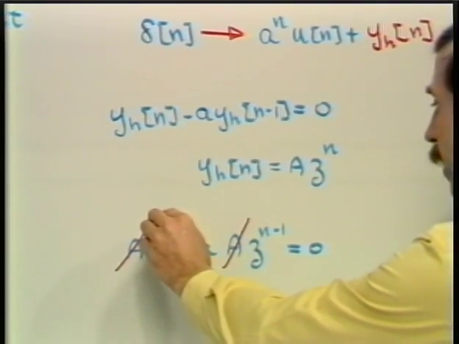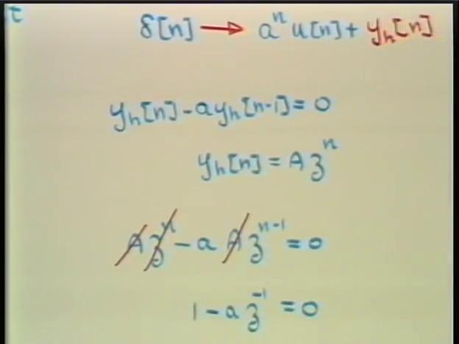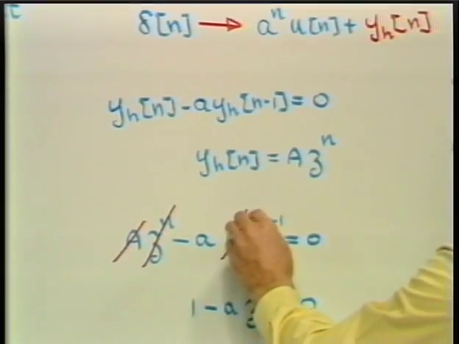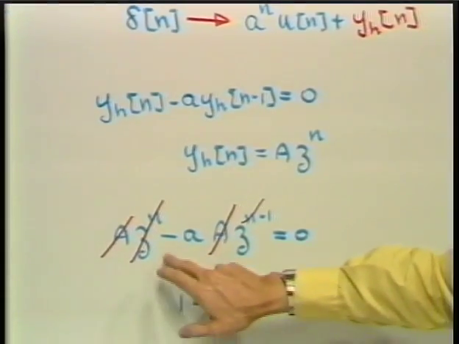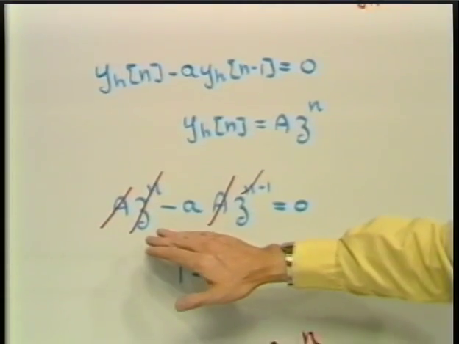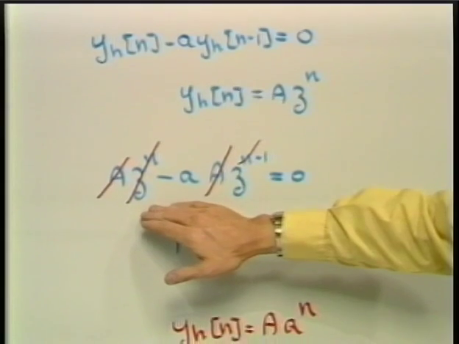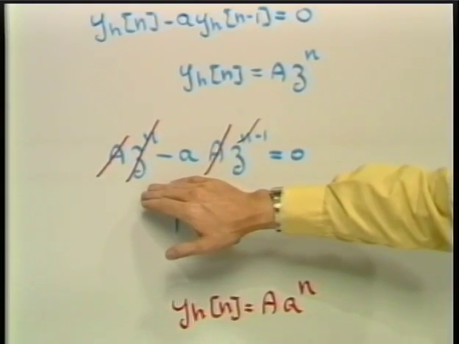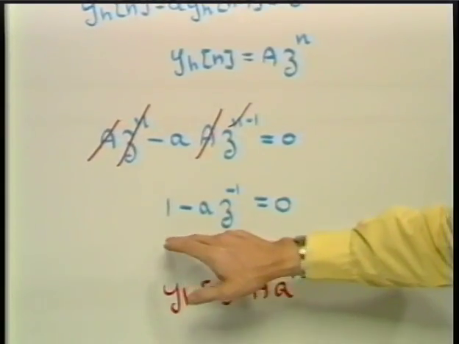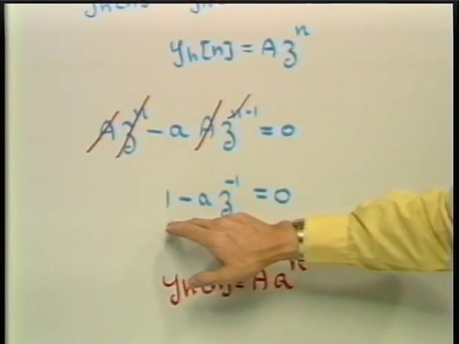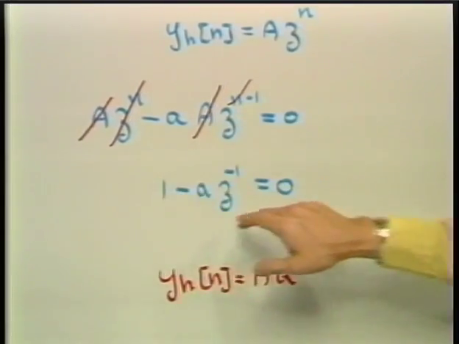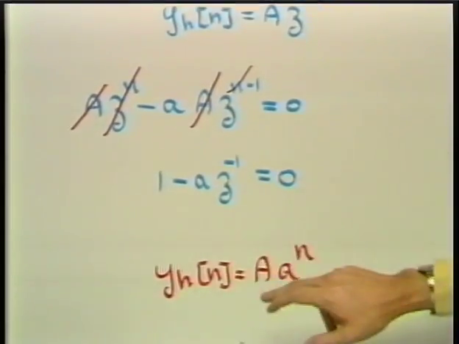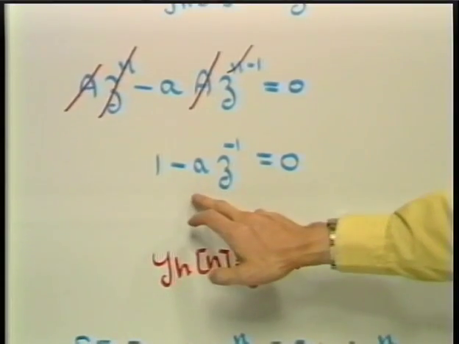And also, in fact, I can cancel out a Z to the n there and a Z to the n here. And so what we're left with is a statement that tells us then that the homogeneous solution is of the form A Z to the n for any value of capital A and any value of Z that satisfies this equation, and that value of Z in particular is Z equal to a.